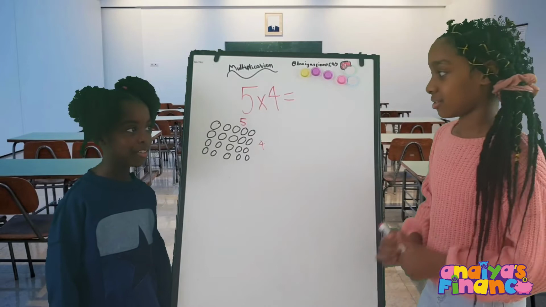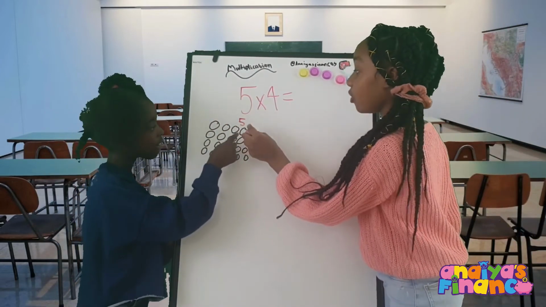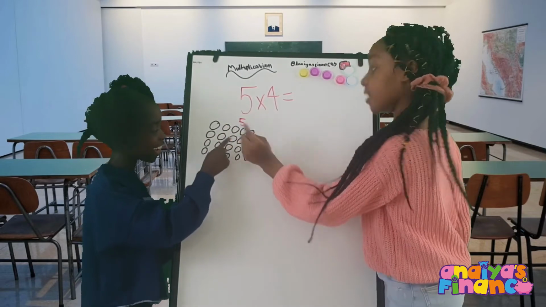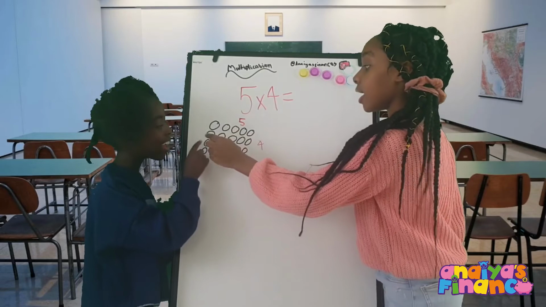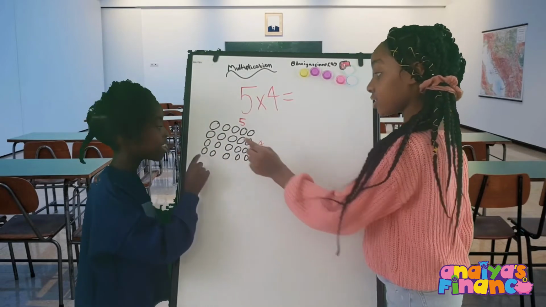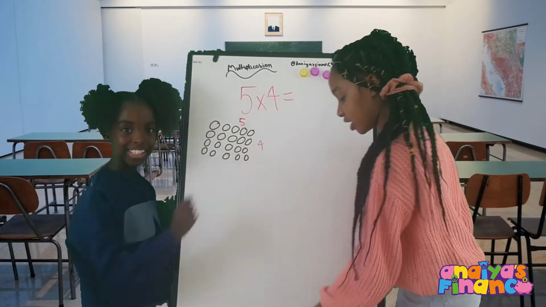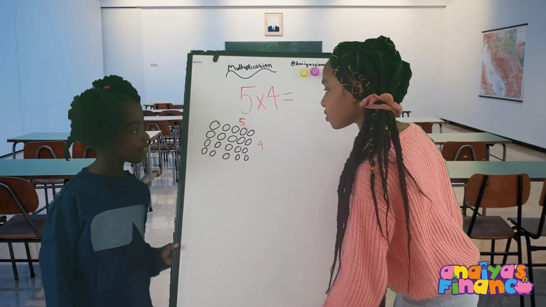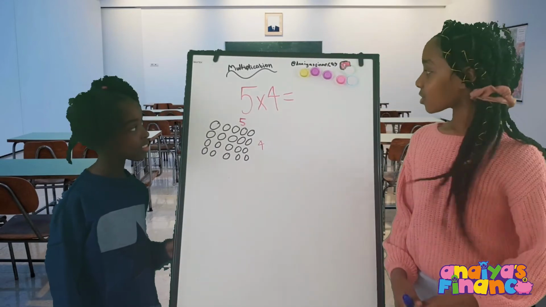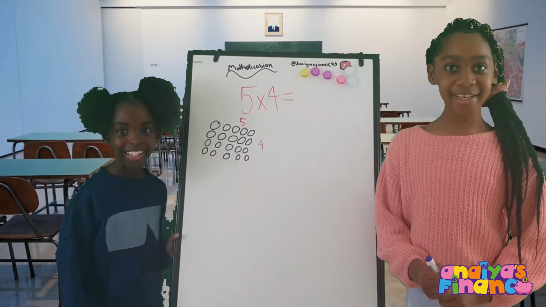Now let's count them. 1, 2, 3, 4, 5, 6, 7, 8, 9, 10, 11, 12, 13, 14, 15, 16, 17, 18, 19, 20. So we have 20 circles. 5 times 4 is 20.